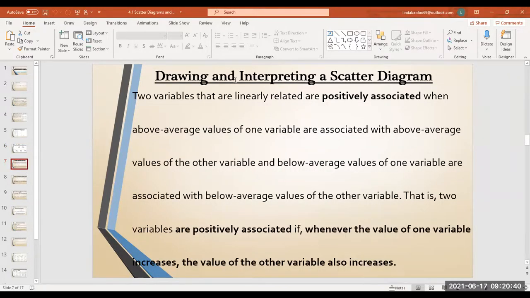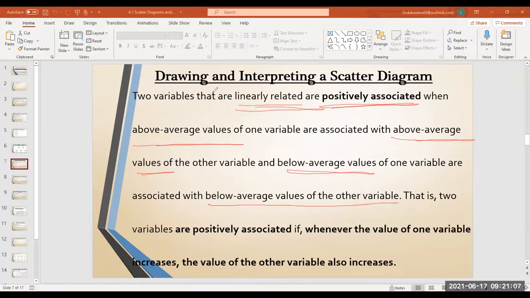So sometimes we'll be asked to interpret a scatter diagram. Two variables that are linearly related are positively associated, that is, we have a positive slope, when above average values of one variable are associated with above average values of the other, or when below average values of one variable are associated with below average values of the other. In short, what this means is that two variables are positively associated if as the value of one increases, the other increases.